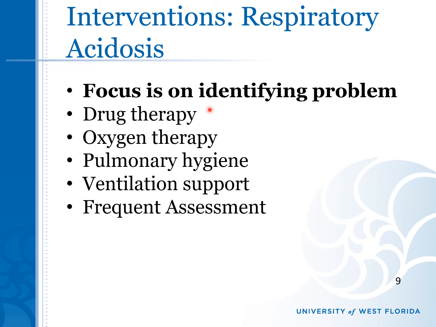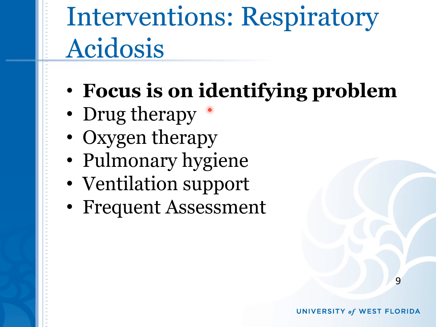Oxygen is extremely important. We want to keep their SATs greater than 92 preferably. If they're a CO2 retainer, we'll let them go down to about 88%, but no less than that. Try to give them the lowest amount of oxygen possible, so we usually start at 2 liters, work our way up to 3, 4, 5.